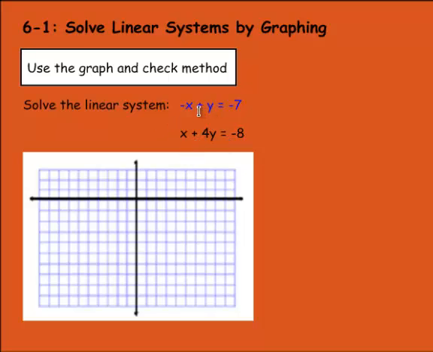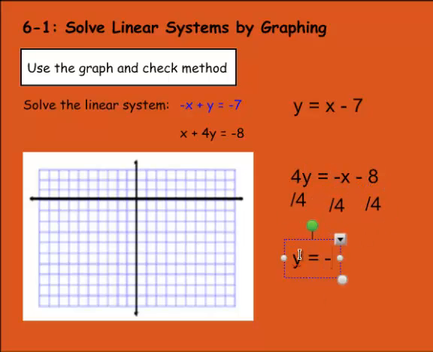I like turning these into slope-intercept form so I can graph them easily. So I can add this x to both sides. And if I do that, I would have y equals negative 7 plus x. I like x minus 7. And then this other one, we would move that x over, I would have 4y equals negative 8 minus x, or negative x minus 8. Then I could divide both sides by 4. Then we would have y equals negative 1/4 x minus 2.